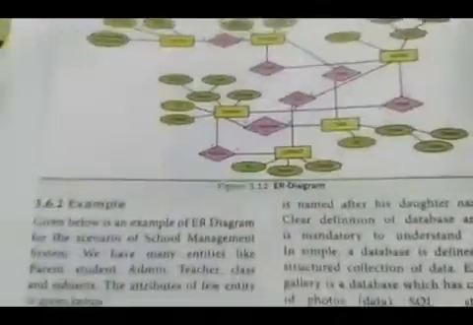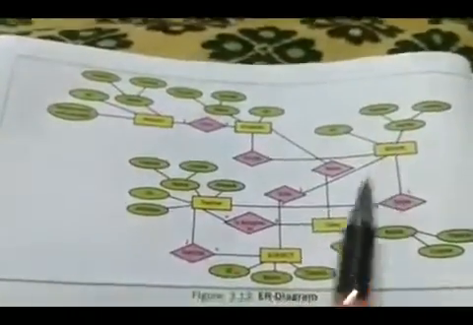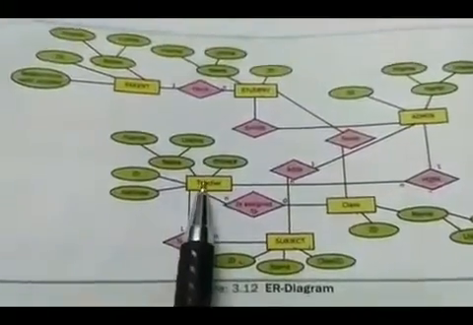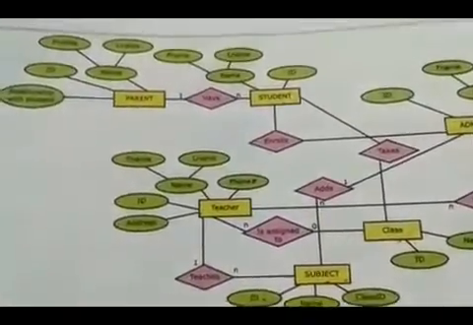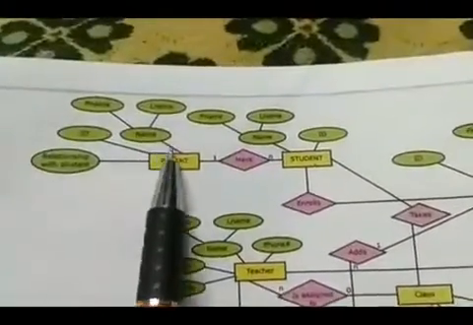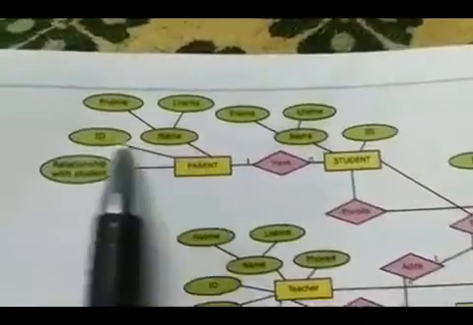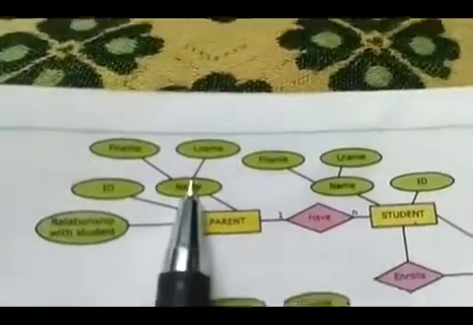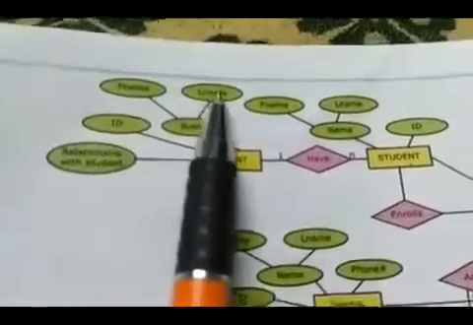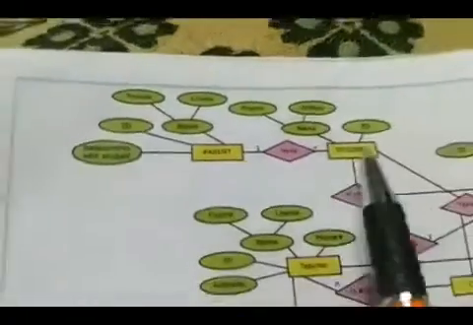So how many entities are here? Parent, student, admin, class, subject, teacher. These are all the entities. And what are the attributes of the parent? What are the attributes of the parent entity here? ID, name. Name consists of derived attributes, first name and last name, and here student also has some attributes.